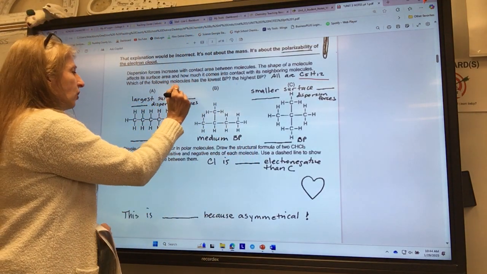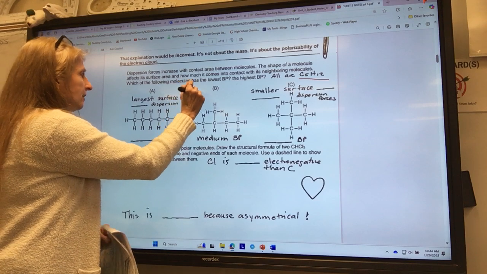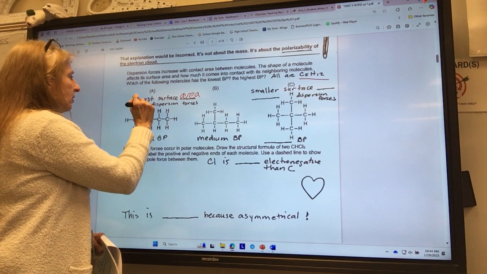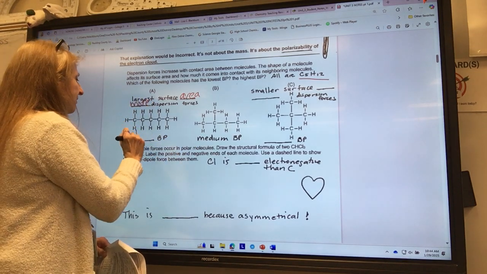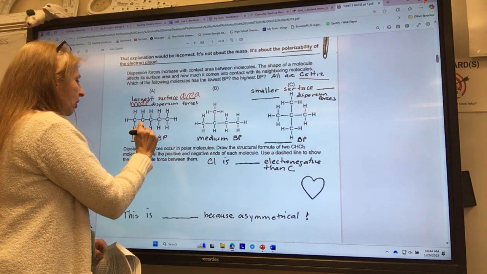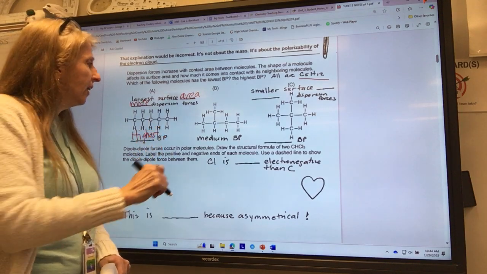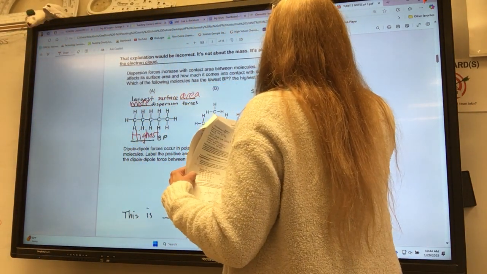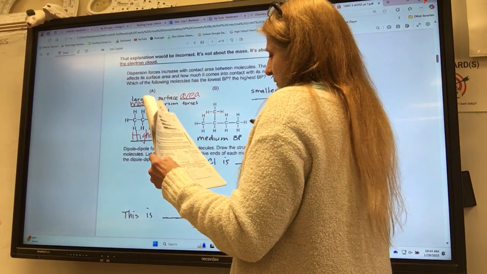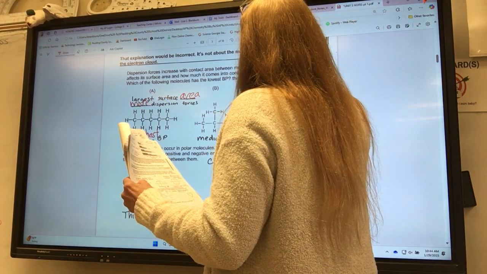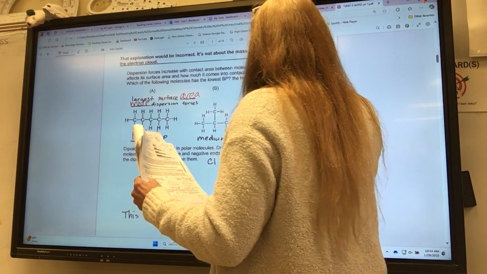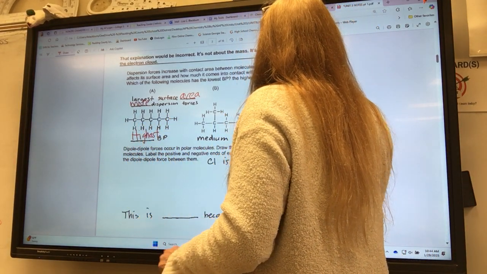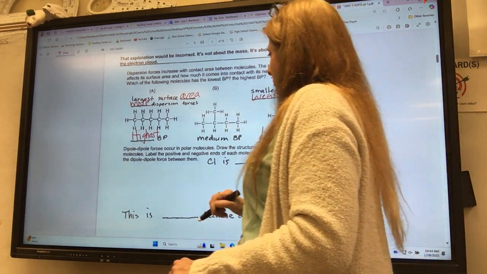So this one has the largest surface area. So it has the most dispersion force, and it has the highest boiling point of all of these. This is in the middle. This one has smaller surface area, so it has weaker dispersion forces, so it has the lowest boiling point. And that one's in the middle.